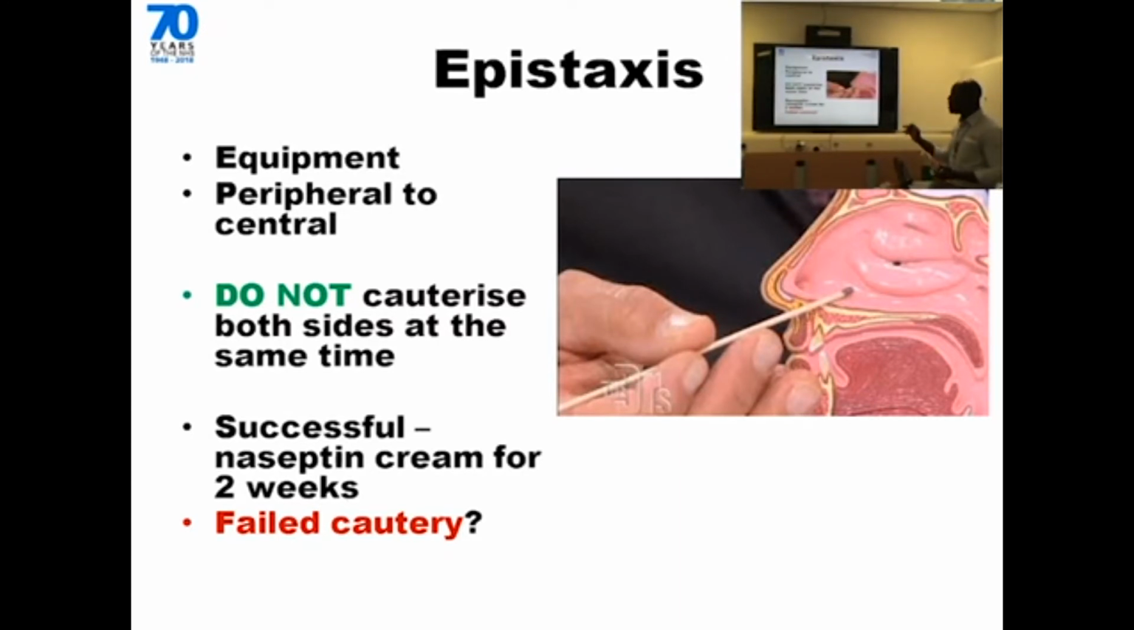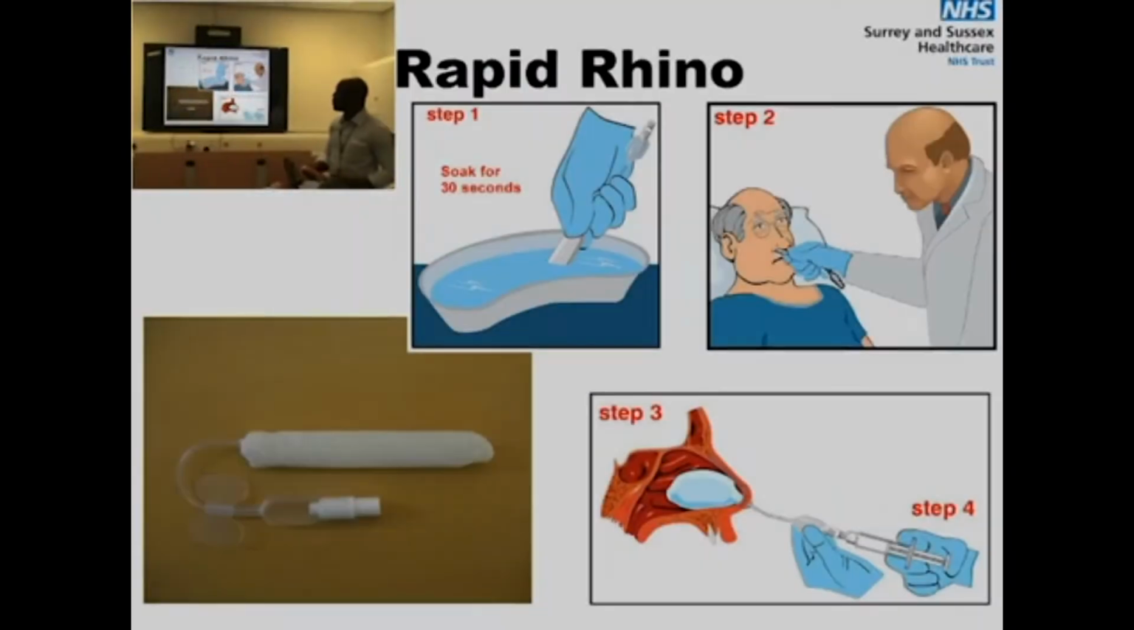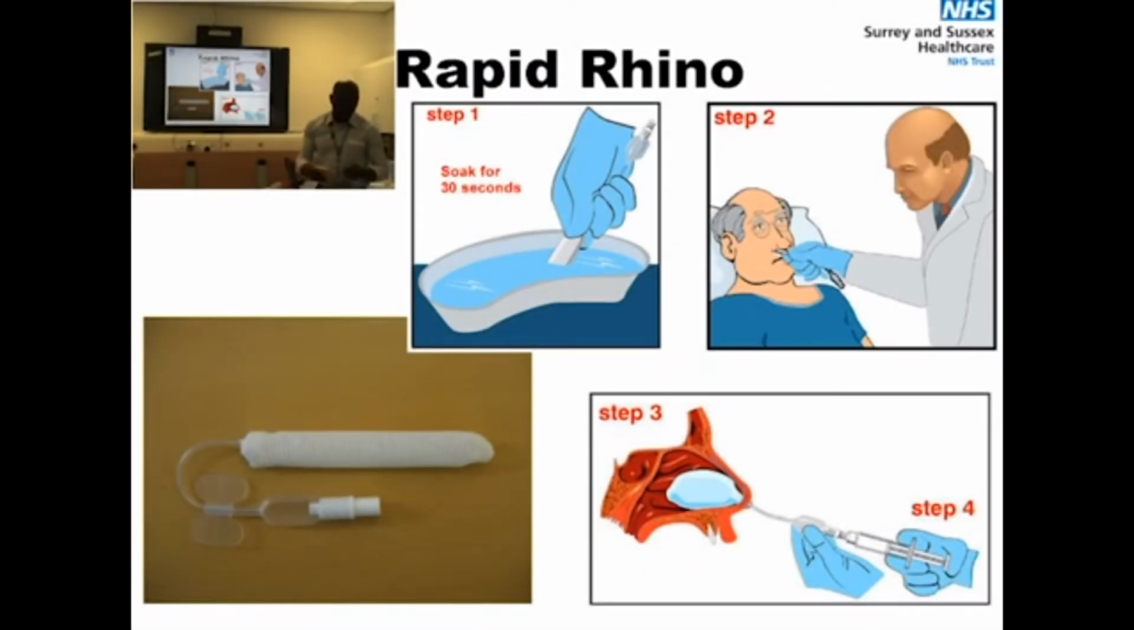But if you don't succeed, then of course you need to call for an ENT opinion, or you might actually need to pack the patient's nose as the next step in this process. So for this point, I would like to call on Lucy to demonstrate how the Rapid Rhino works, because we assume the cautery has failed and you have to pack. So Lucy.